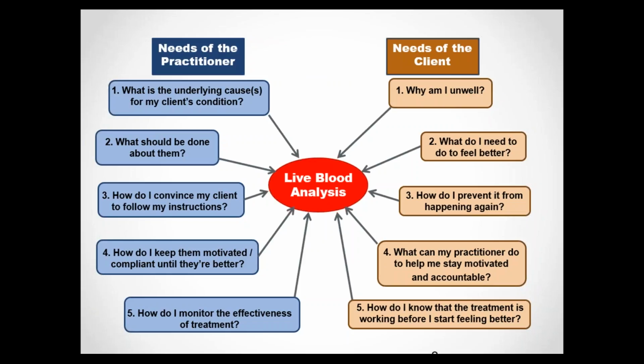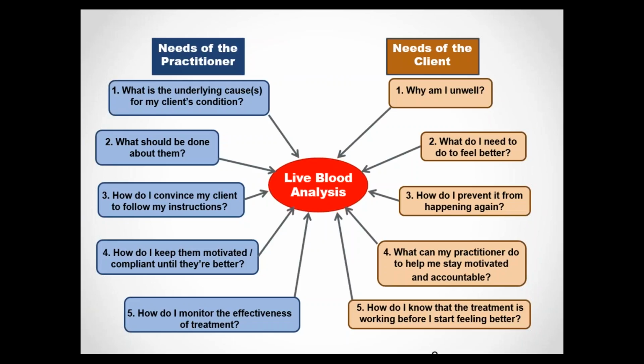So this is exactly what live blood analysis allows us to do. We can identify the most important issues that need to be addressed to improve the client's state of health. Live blood analysis just makes your job as a practitioner so much easier because it can identify the most important imbalances with visual confirmation and support. And this also helps you to choose the best treatment options for the underlying imbalance.